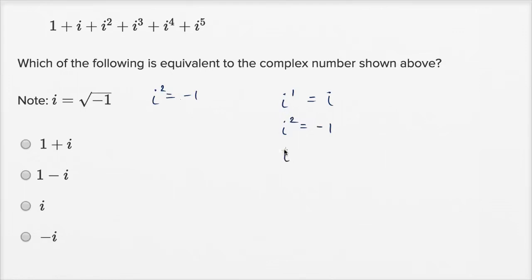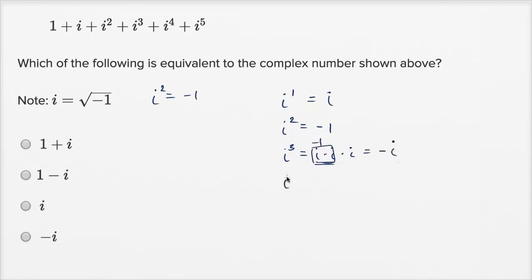Now, what's i to the third power going to be? Well, that's going to be i to the second power times i. It's going to be i times i times i. We could write it that way. Well, i times i, this right over here is negative 1. Negative 1 times i, this is going to be equal to negative i.